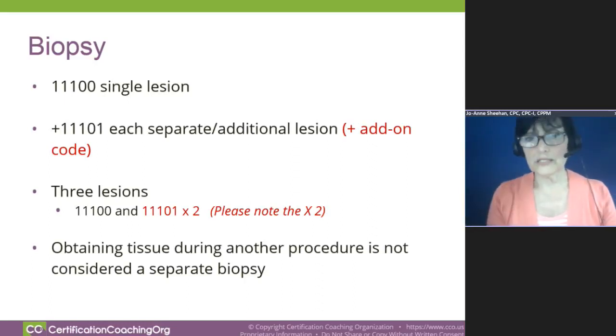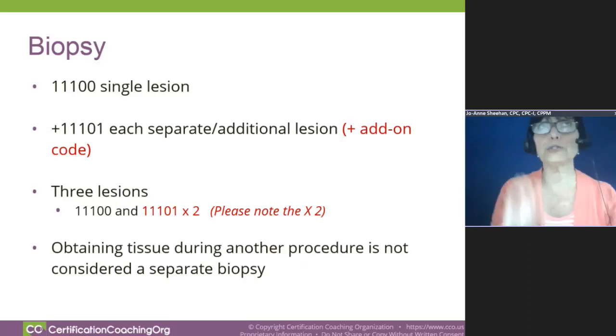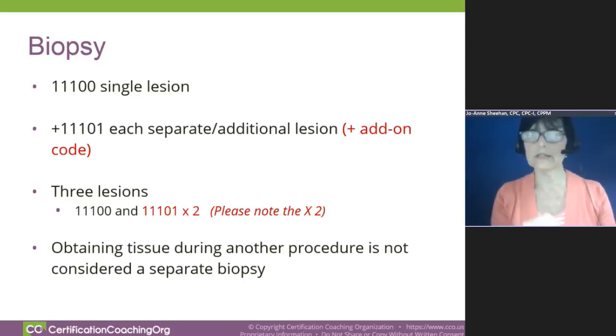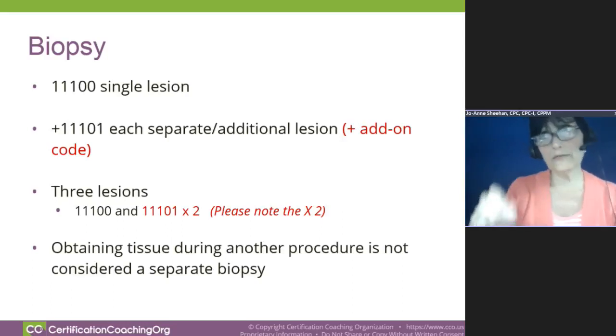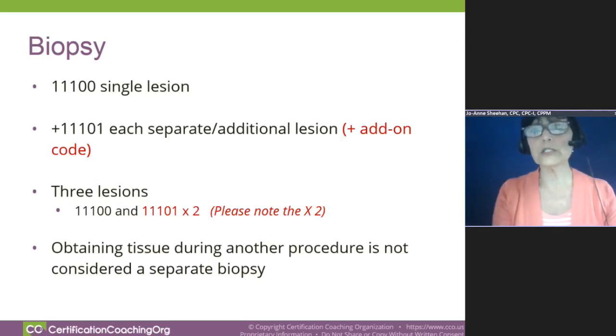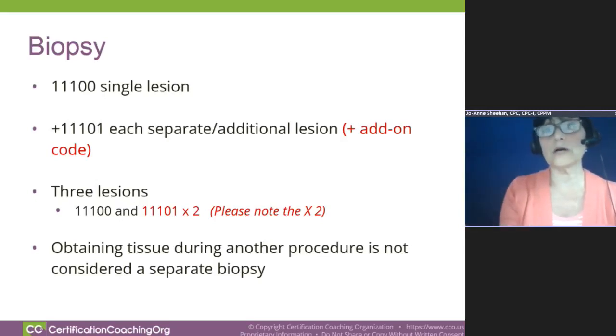Students get confused with this, and I'm telling you now, make sure you remember this, because if you have not taken your CPC exam, there will be some reference to coding with these type of scenarios where instead of listing 11101 on 2 lines, you have to put ×2. So in other words, if there were 5 lesions, you would do 11100, and then you would do 11101 × 4. So 4 units and 1 unit equals 5 lesions.